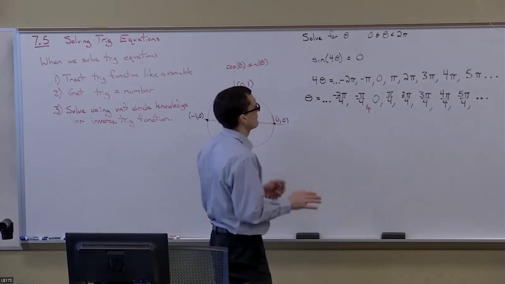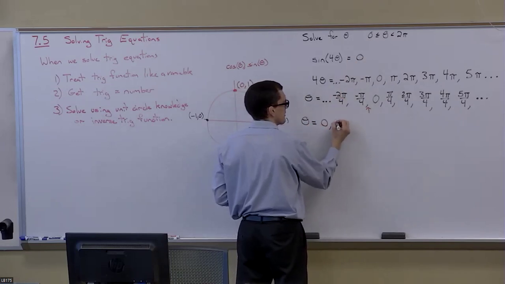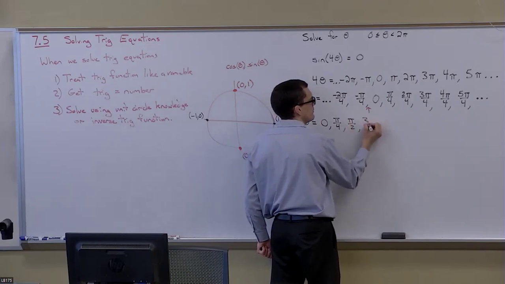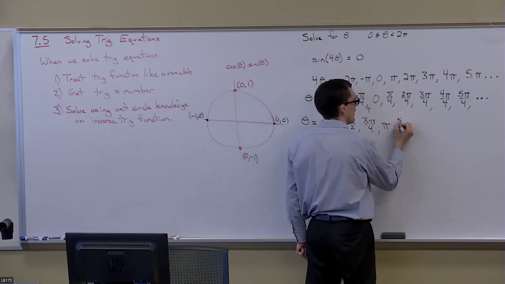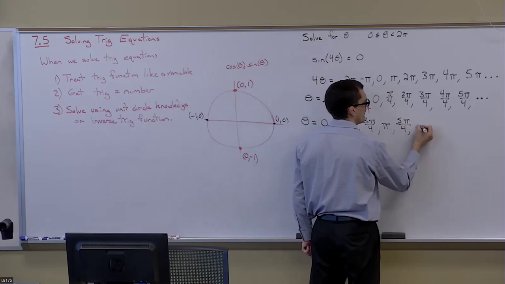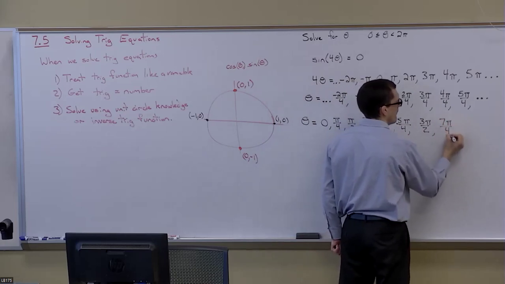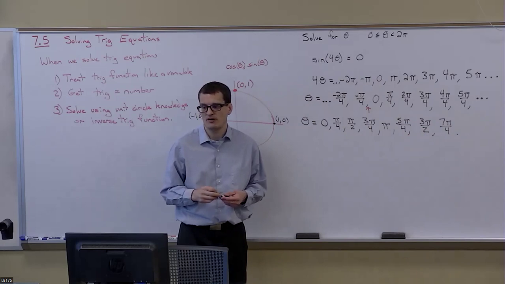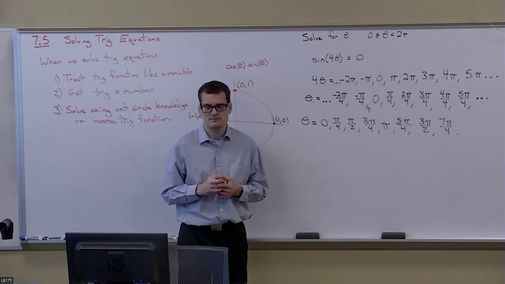So if I'm writing down the answers that are between 0 and 2 pi, I'm going to start at 0 and then do pi over 4 and then do 2 pi over 4. I'll reduce that. And then do 3 pi over 4. And then do 4 pi over 4. That's just pi. And then do 5 pi over 4. And then do 6 pi over 4. And then do 7 pi over 4. And then at 8 pi over 4, we hit 2 pi. And so I can stop at 7 pi over 4. That's a lot of answers, but that's what they are. That makes sense?